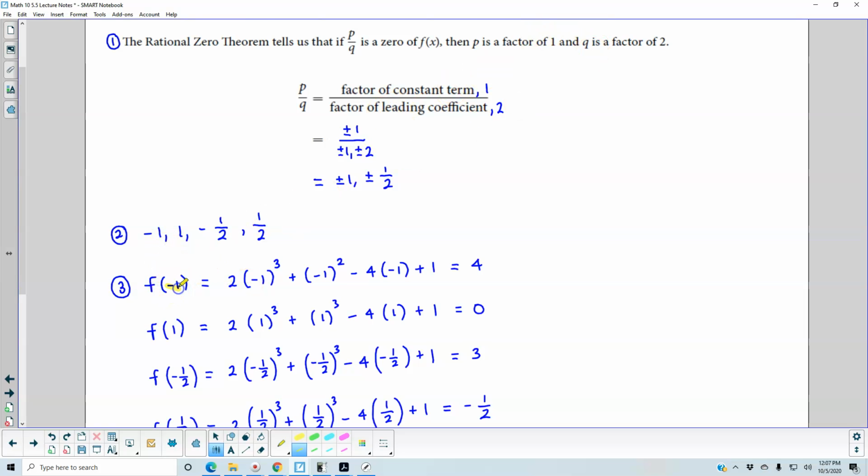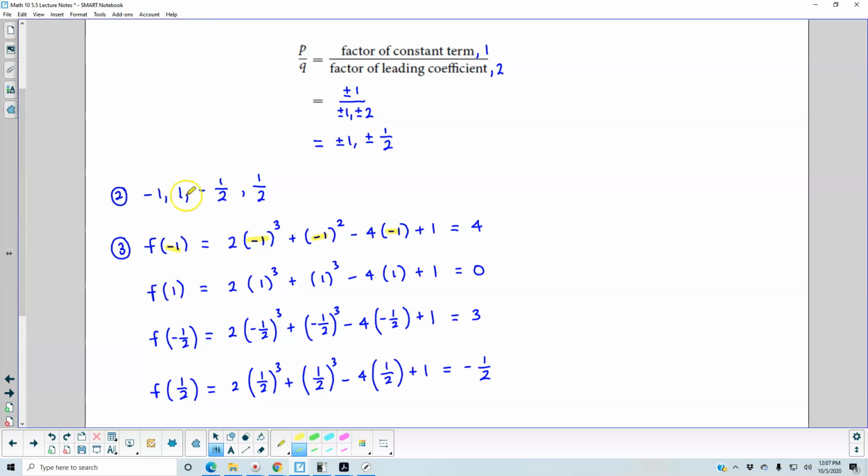So we have negative 1, and we plug it into our function. So we have 2 times negative 1 cubed plus negative 1 squared minus 4 times negative 1 plus 1. If you follow the order of operations or plug this in your calculator, then we get an output of 4. If we plug in f of positive 1, we plug in positive 1 into that function. So we have 2 times 1 cubed plus 1 squared minus 4 times 1 plus 1. That gives us 0.